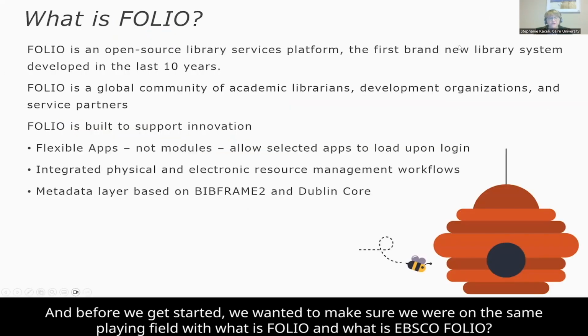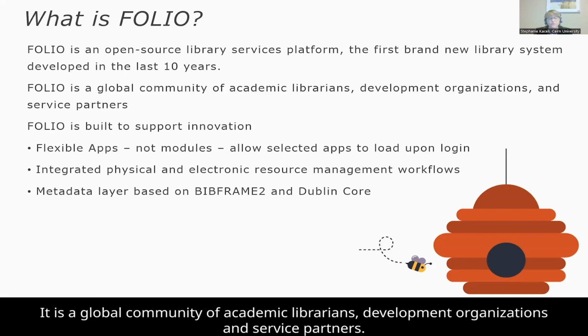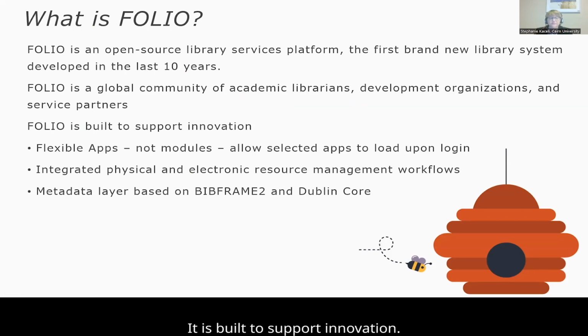Before we get started, we wanted to make sure we were on the same playing field with what is Folio and what is EBSCOfolio. Folio is an open source library services platform. It is a global community of academic librarians, development organizations, and service partners. It is built to support innovation. It is built to support change.